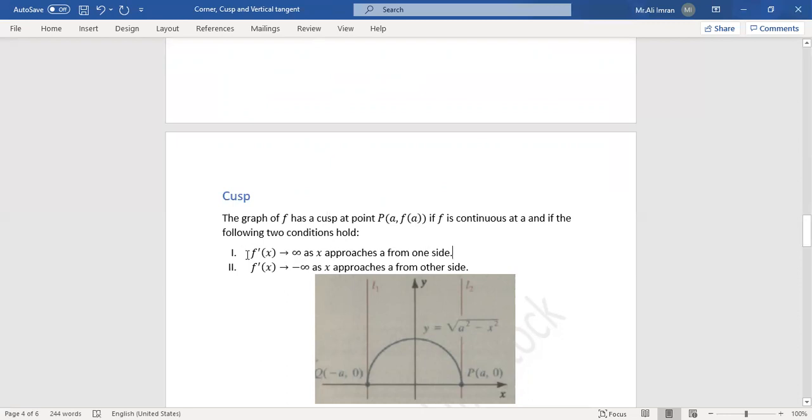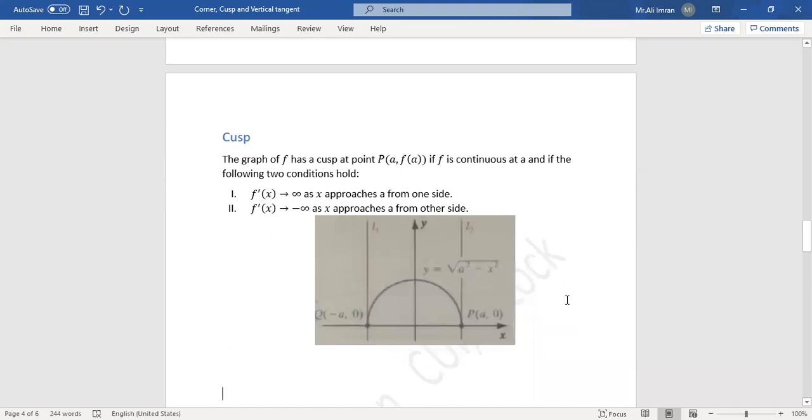We will find the limiting value of the derivative. If we find the limiting value of f prime of x is equal to infinity as we approach the limit from one side, and if we approach the limit from the other side, we get the value of the derivative equal to minus infinity, then we say that function has a cusp.